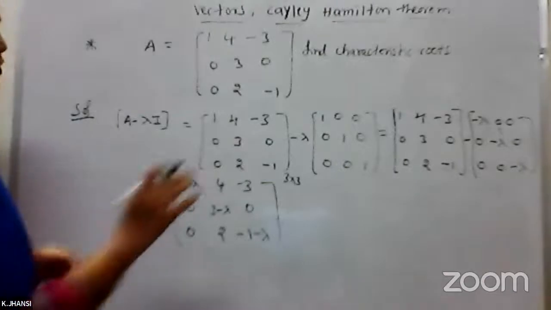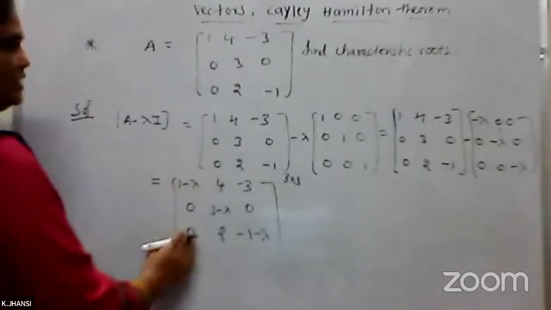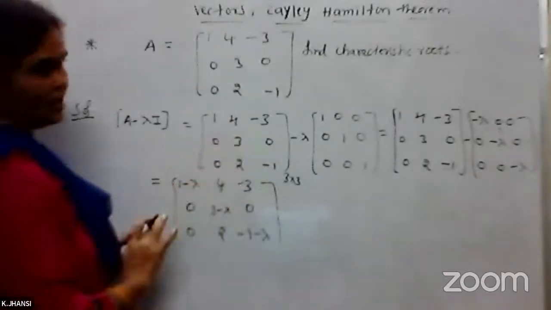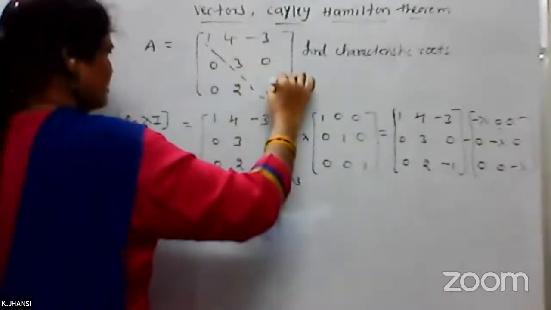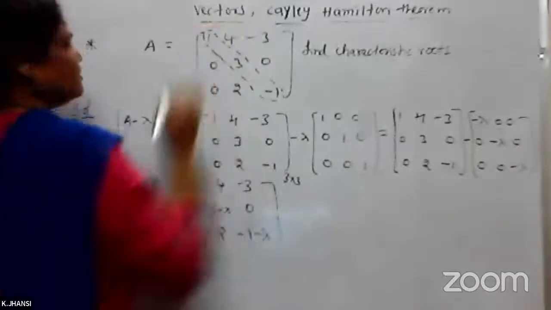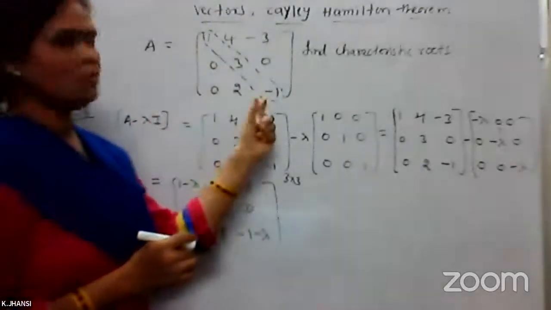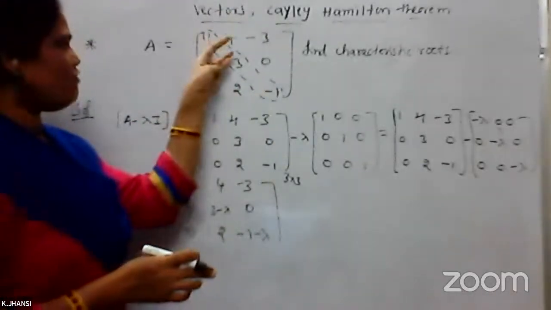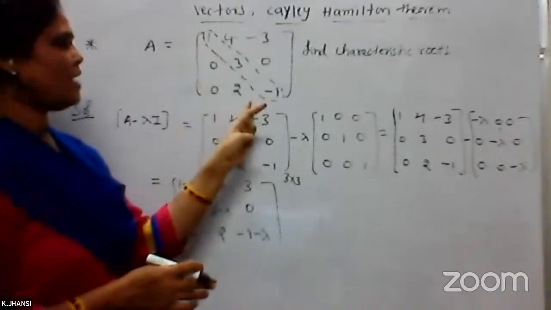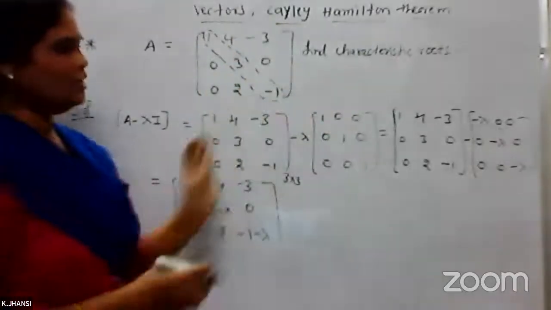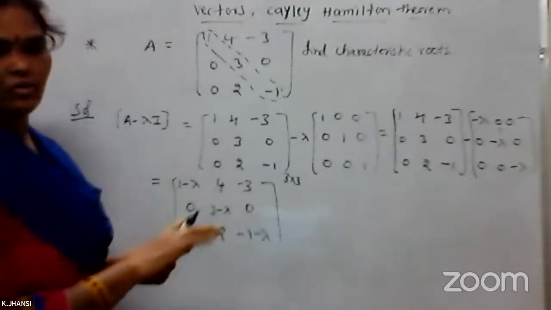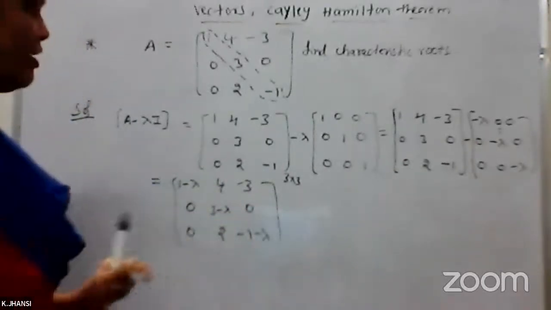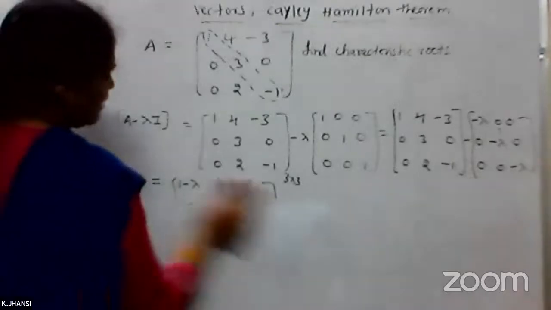Okay, this is the method. Directly we can write it actually: only on the diagonal you get the lambda values, that is 1 minus lambda, 3 minus lambda, minus 1 minus lambda. So there is no need to do all this procedure; I told you this just for your understanding. Okay, so like this we have to find A minus lambda I.